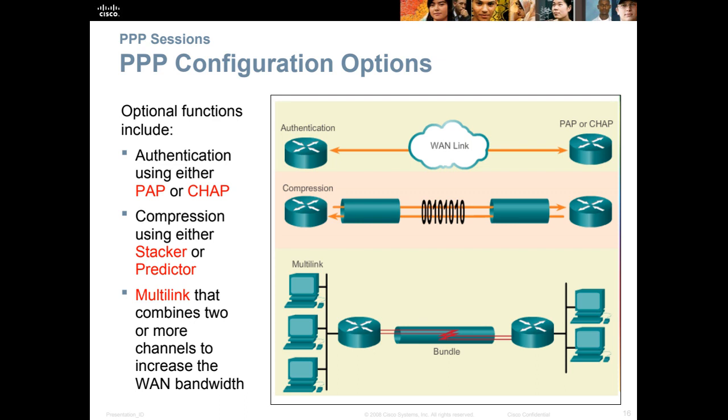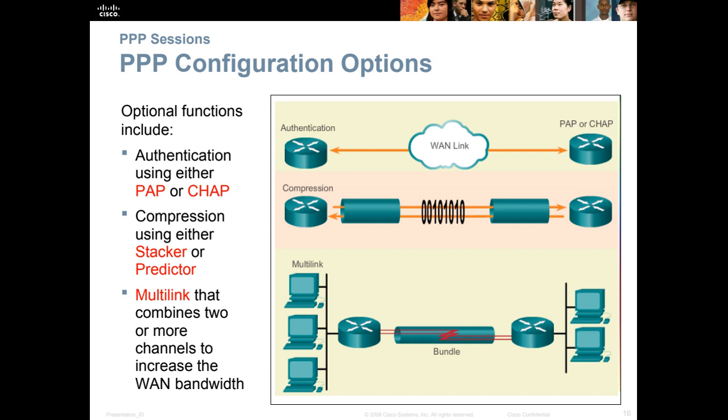PPP configuration is easy. First, you will call the interface at each site. Then you will assign the encapsulation, then you will assign the authentication. So we have 3 steps. First, you call the interface. Then you decide that the encapsulation is PPP. Then you will do the other parameters.